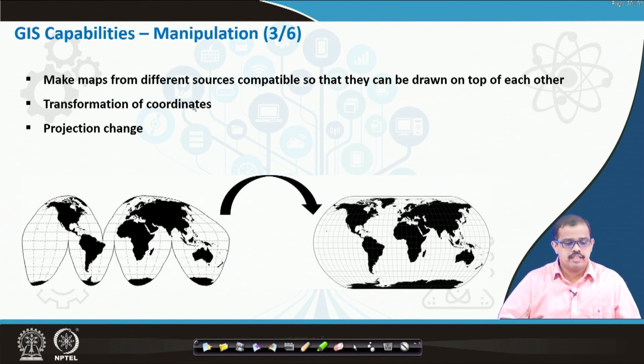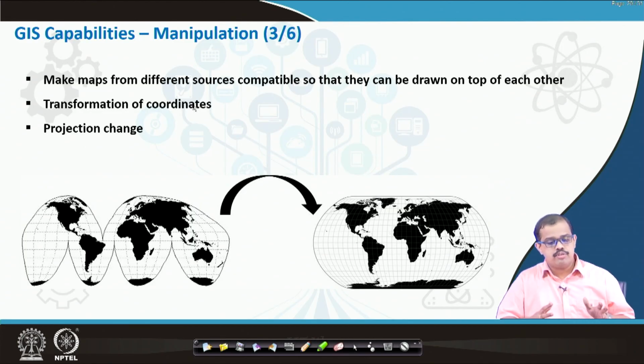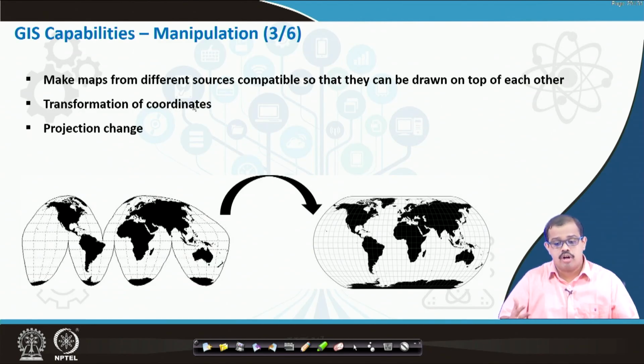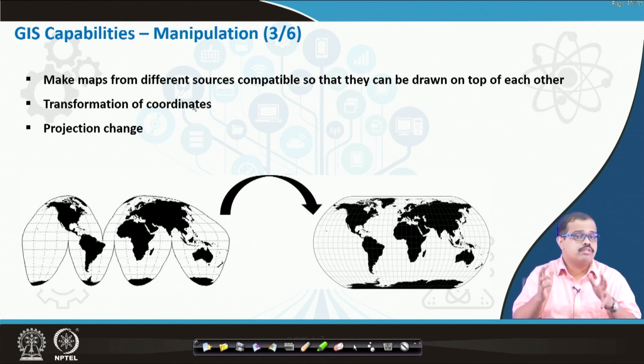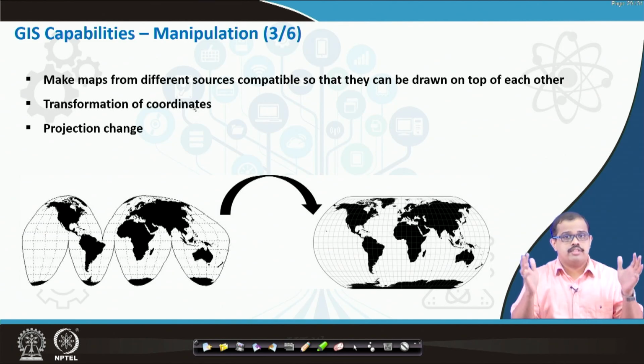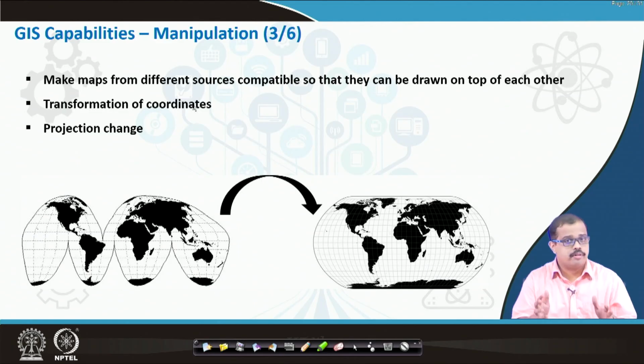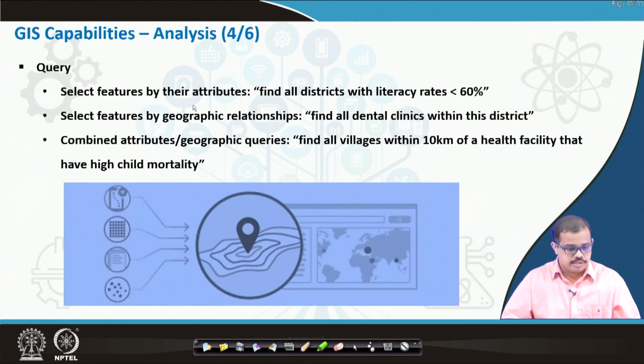The third capability is manipulation. Manipulation in terms of different sources that are compatible, so that they can be drawn on top of each other, which means you can have different sources, but these sources should have a common system. Okay, so a common coordinate system and common projections, so that they sit on each other and all the information can be easily drawn out from that system. This can again be presented for various purposes.